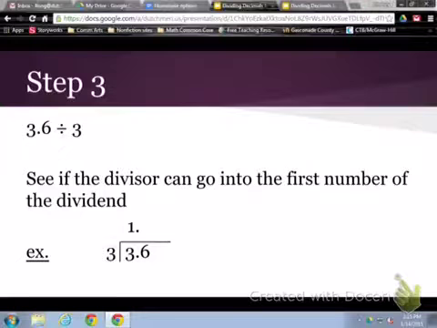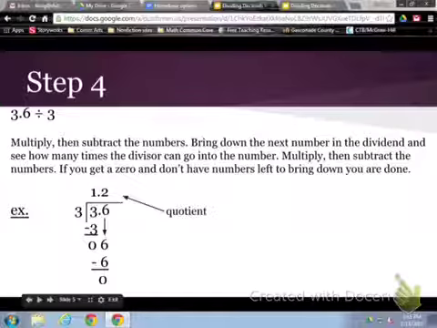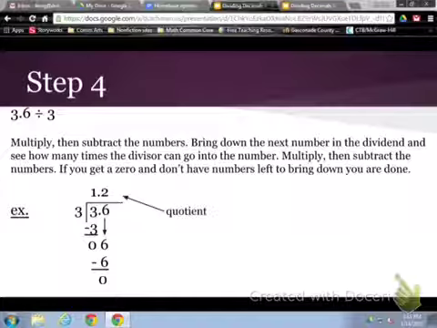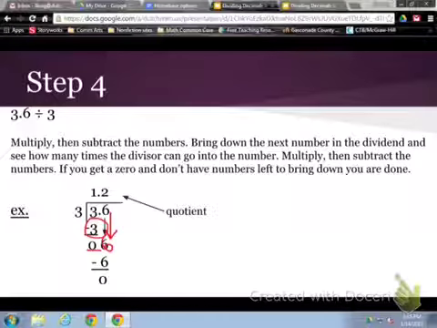Step 4 is finishing the division process. So we multiply 3 times 1, which gives us 3. Then we subtract and get 0. Then you bring down your next number, and now we start our division process over.